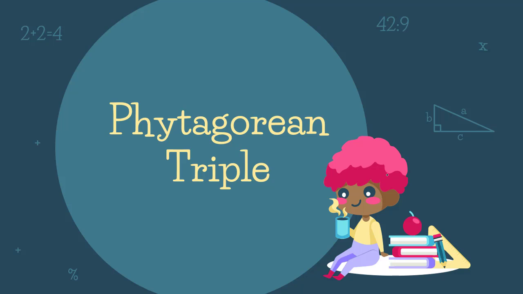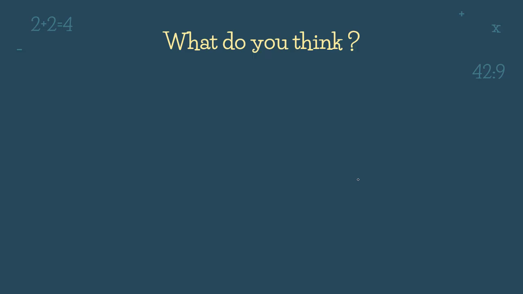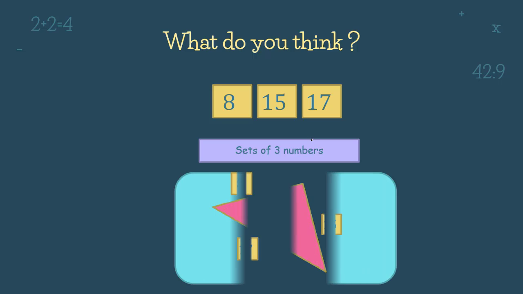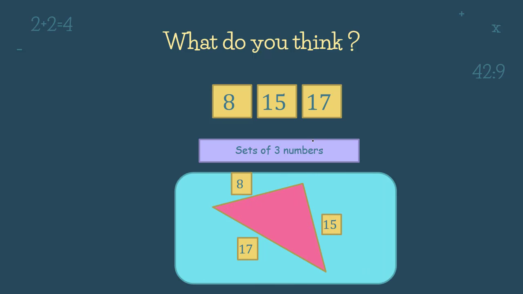Now we continue to the next topic, Pythagorean triple. Here I have a set of numbers: 8, 15, and 17. And they represent the lengths of the sides of a triangle. But I want to give you a question. Do all three numbers fulfill the Pythagoras theorem? What do you think?